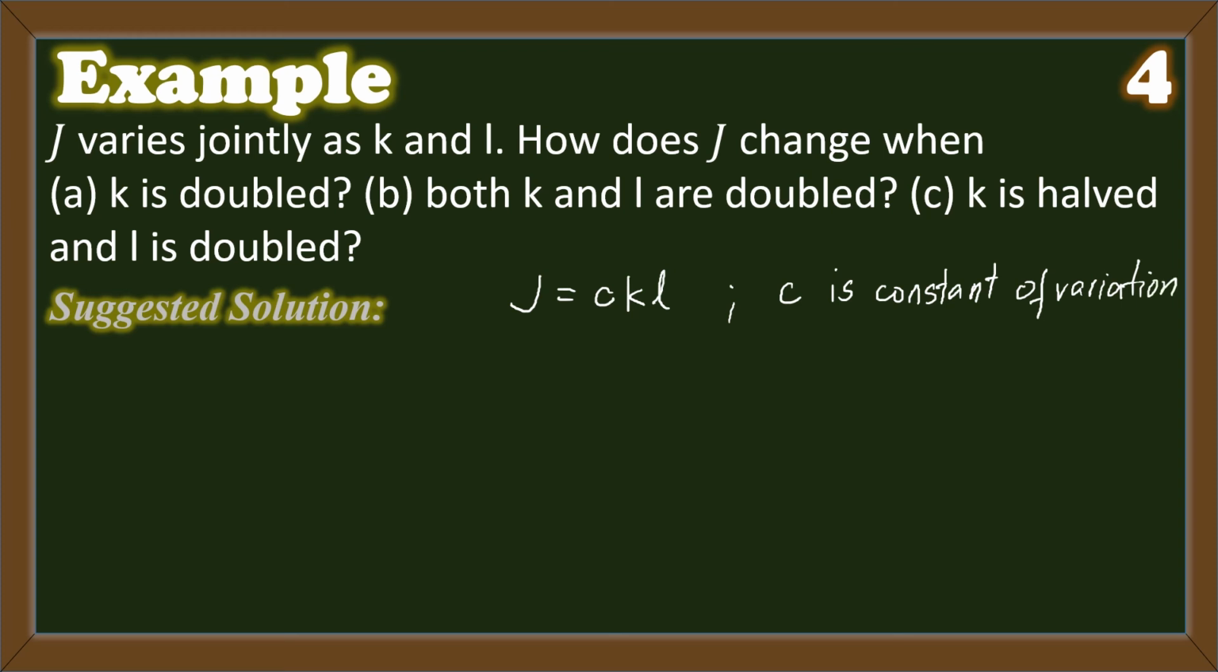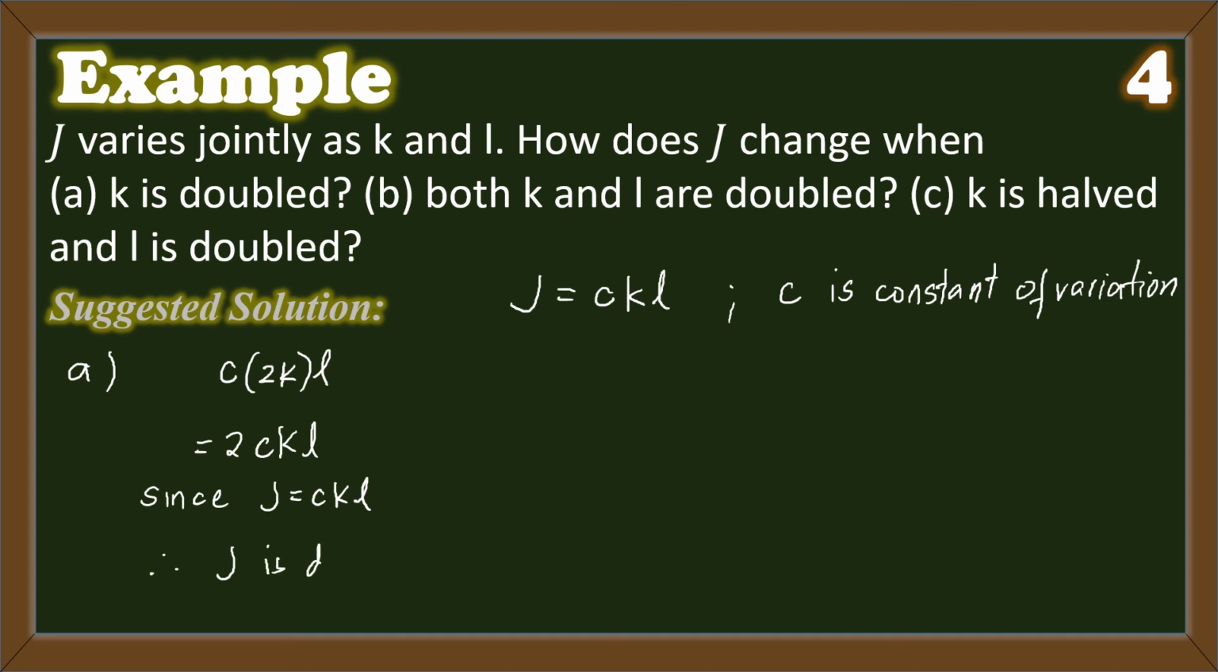Sagutan natin ang letter A. K is doubled. Meron tayong C times, kung i-double natin ang K, ibig sabihin magiging 2K times L. Kung i-simplify natin ito, magiging 2 times C times K times L. Sa ating original equation of variation, J is equal to CKL. At sa letter A, nang i-double natin ang K, naging 2 times CKL. Since J is equal to C times K times L, ang ating answer, J is doubled.